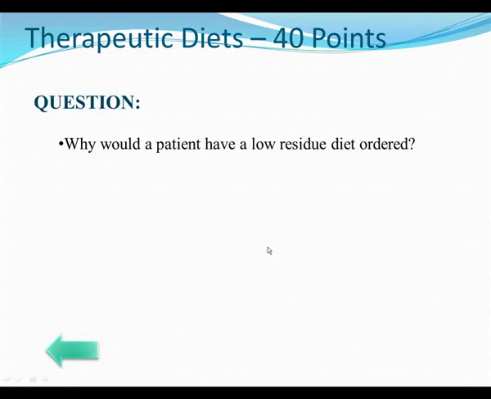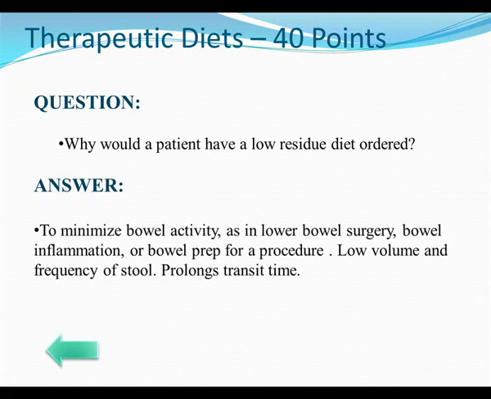Why would a patient have a low residue diet order? You may see this order in your surgery patients, and you're like, well, what about the low residue diet order for the GI patients? Low residue diet means you want to minimize the bowel activity. You want to keep the volume and the frequency of the stools low, so you give them things that don't have a lot of bulk to it.